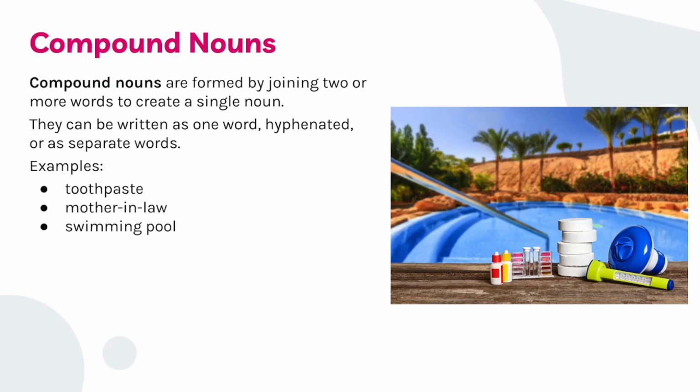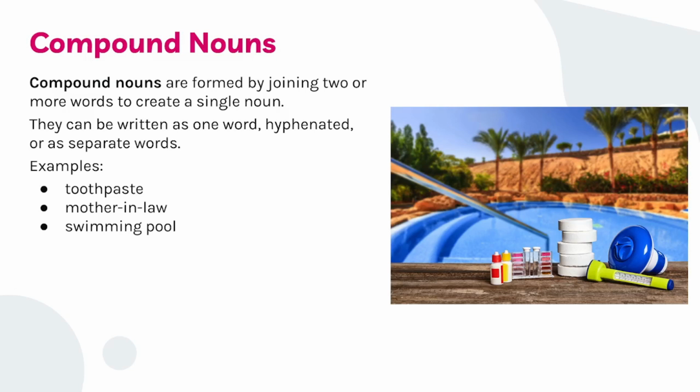Now compound nouns are formed by joining two or more words to create a single noun. You see, they can be written as one word, hyphenated, or separate words. Like here, this is the way, the three ways you can write. And you see, we have tooth and paste. We have swimming and pool. We have mother-in-law. When you separate them, when you take tooth and you take paste differently, they are two different words.